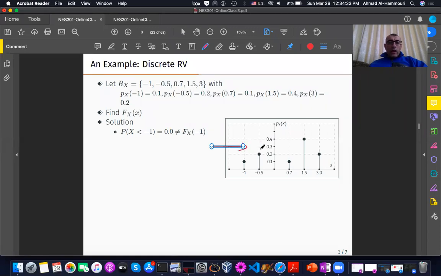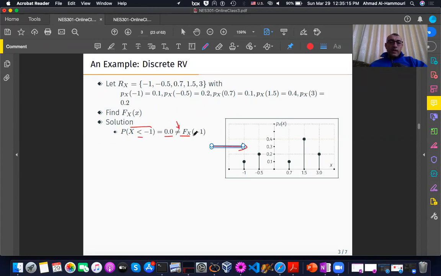أوكي، والناقص واحد is not included as you see in here، ف I need to add البروبابيلتيز للpoints اللي هم أقل من ناقص واحد، اللي هم من ناقص infinity up to الناقص واحد، والناقص واحد is excluded as you see from here from the graph or from the PMF. There are no points below minus one, so the probability of this event is exactly zero.